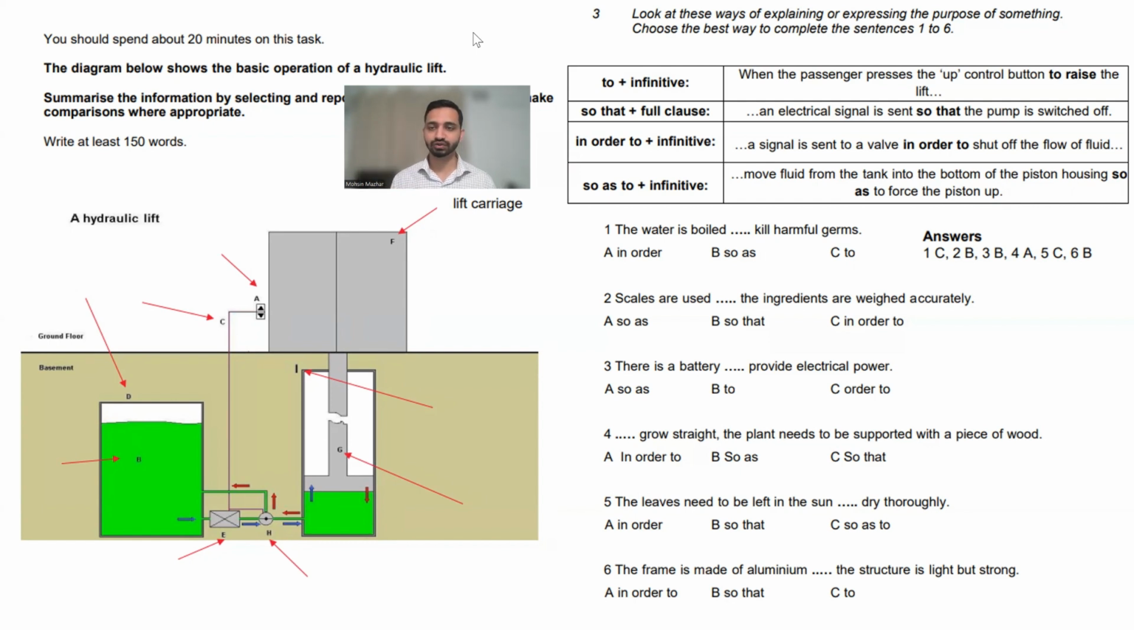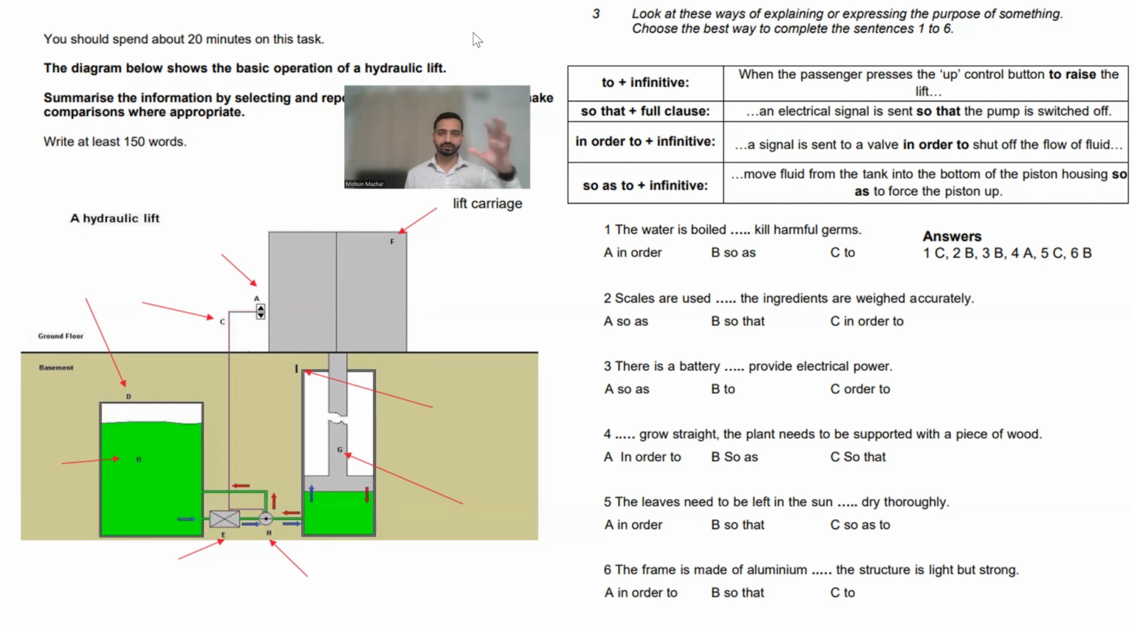What are you going to use? You're going to use A, in order to. In order to grow straight, the plant needs to be supported with a piece of wood. Number 5, the leaves need to be left in the sun. What is the answer here? C, so as to dry thoroughly. Number 6, the frame is made of aluminum. B is the correct answer, so that the structure is light but strong.